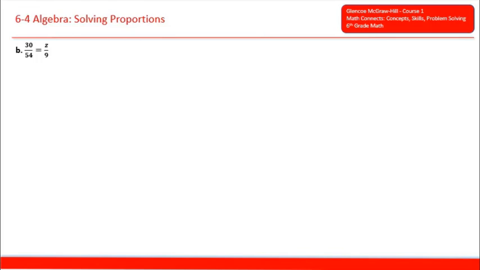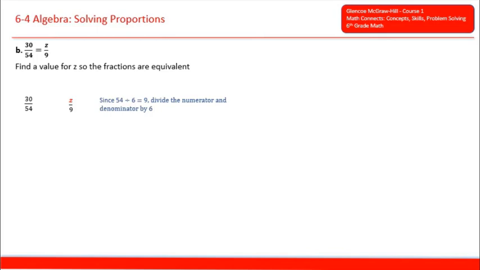B. 30 over 54 equals z over 9. Find the value for z so the fractions are equivalent. Since 54 divided by 6 equals 9, divide the numerator and denominator by 6. Whatever we do to the denominator, we have to do to the numerator, so 30 divided by 6 equals 5. 30 over 54 equals 5 over 9. Z equals 5.